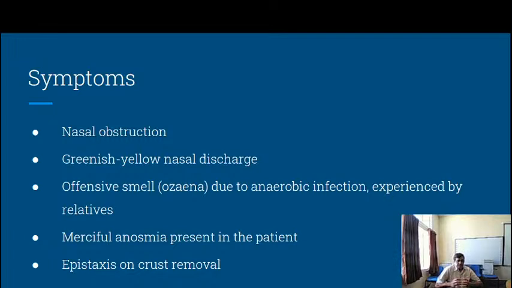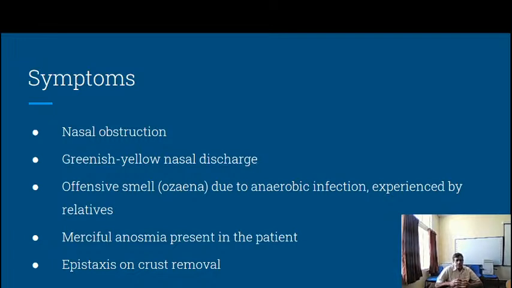With a bad smell. This bad smell is perceived by the people around, but the patients themselves do not have the sensation and perception of smell. That is called merciful anosmia. Merciful anosmia in the sense that the patients cannot smell their own bad smell, which other people around them perceive.